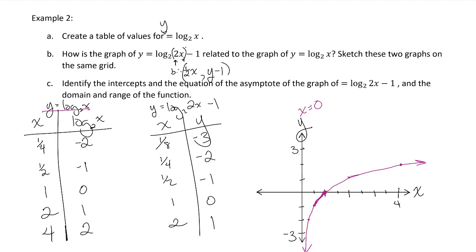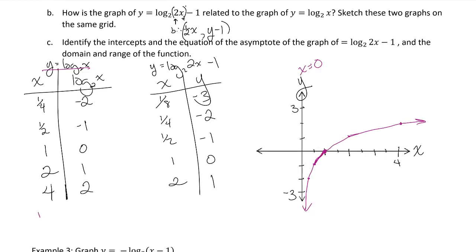So my domain for that function is from 0 to positive infinity, only going to the right. My range is from negative infinity, because it goes down forever, to positive infinity. Answering part C.